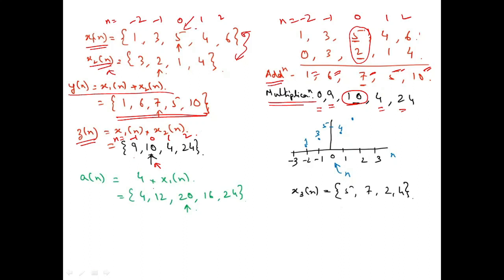Now if you go for any scalar multiplication, 4 into x1[n], you just multiply it, and wherever the pivot is, you just put the pivot. Now he has asked a very good question: do we always put the pivot? The answer is yes. However, in some cases, say for example x3[n] equals 5, 7, 2, 4, there is no pivot. When there is no pivot given, that means the pivot is at the first instance. That means the signal is starting from n equals 0, 1, 2, 3.